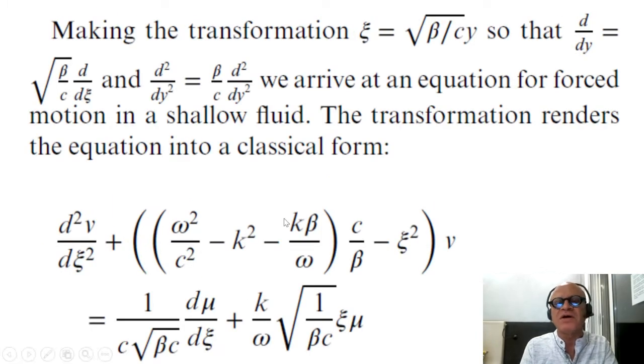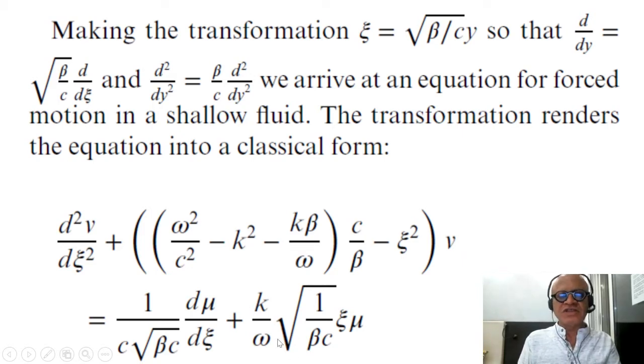We can transform it using this transformation so that d dy is square root beta over c d dc, and d squared dy squared is beta over c d squared dy squared. So we are using the meridional gradient of Coriolis and the gravity wave speeds to rewrite the equation in a more classical form, which is like a Schrodinger's harmonic equation. So you have d squared v d psi squared is this coefficient multiplied by v equals this function of forcing.